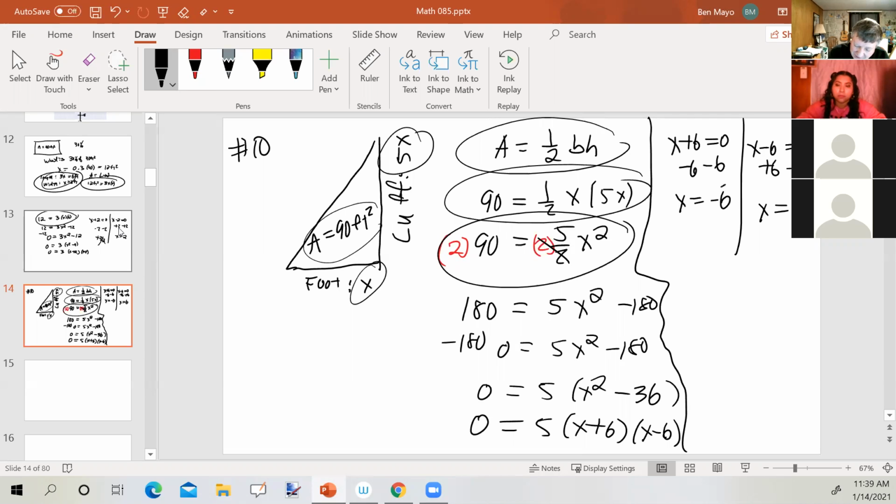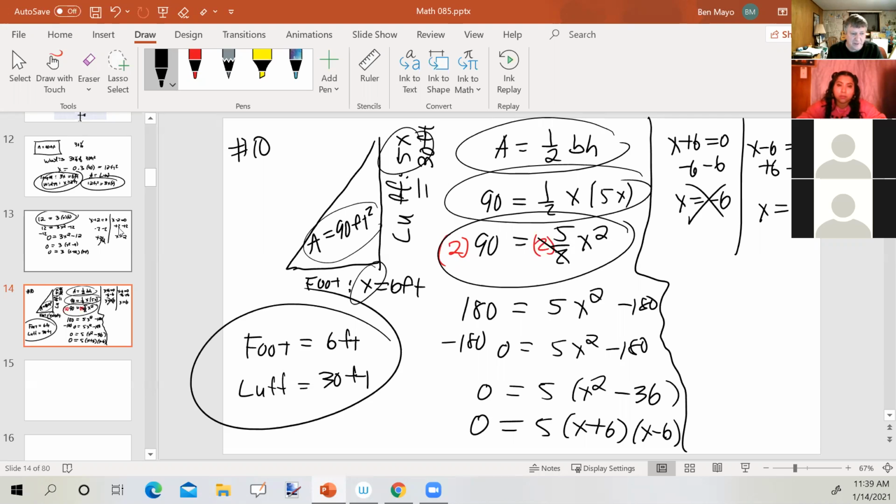Again, it's a distance. Again, it can't be negative. So x is 6. 5x would be 6 times 5 or 30. But since the area is square feet, the lengths are feet. So we've got the foot equals 6 feet. The loof equals 6 times 5 or 30 feet. All righty. Any questions on that before we go on?